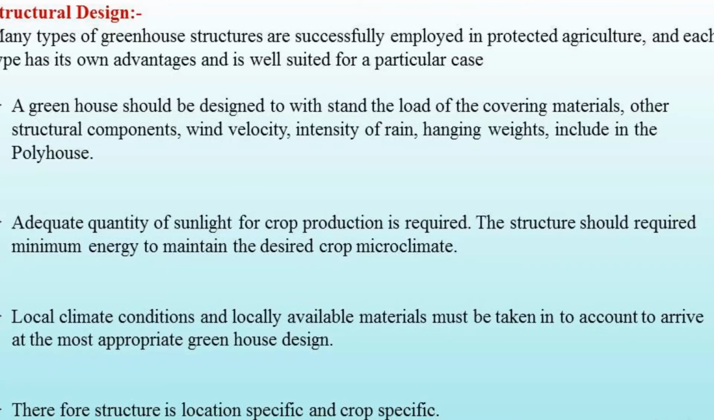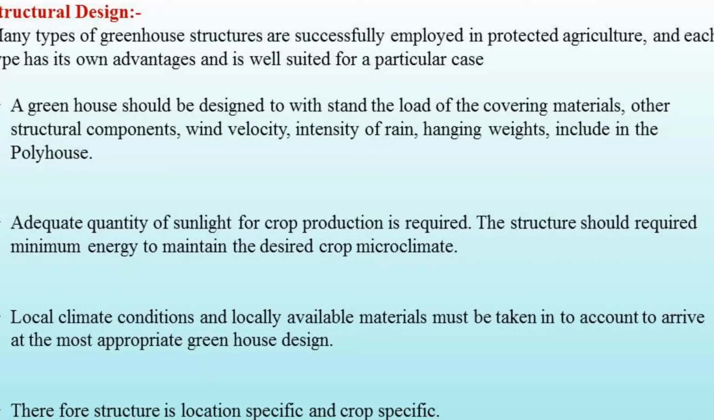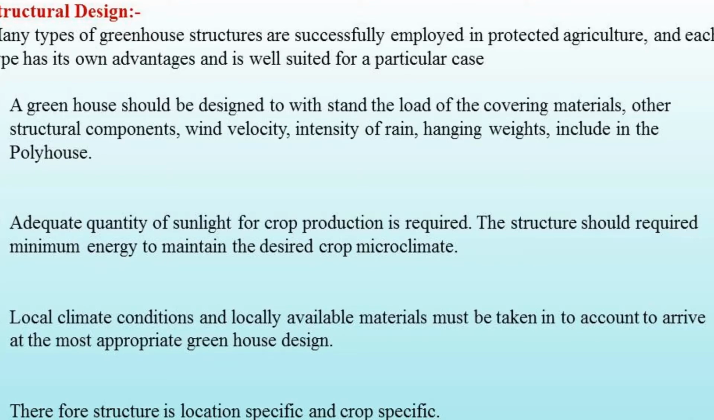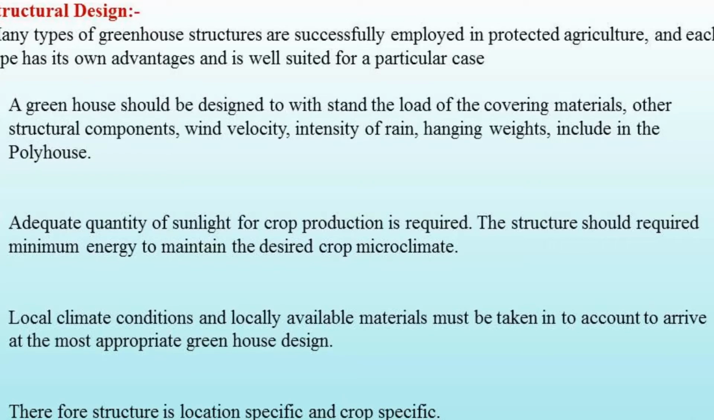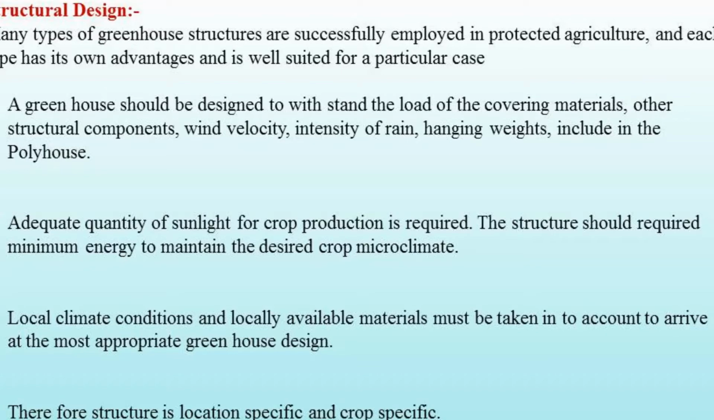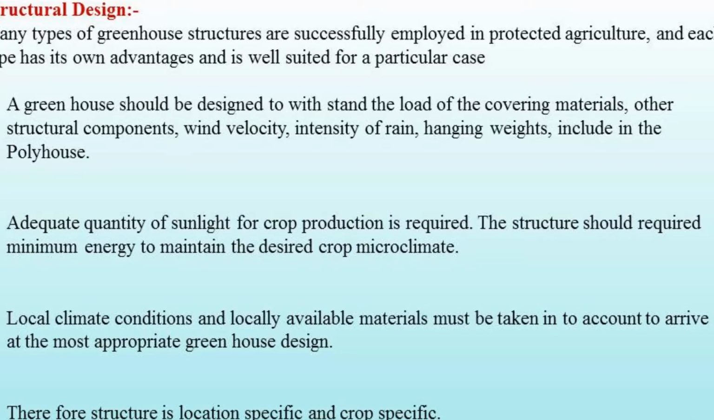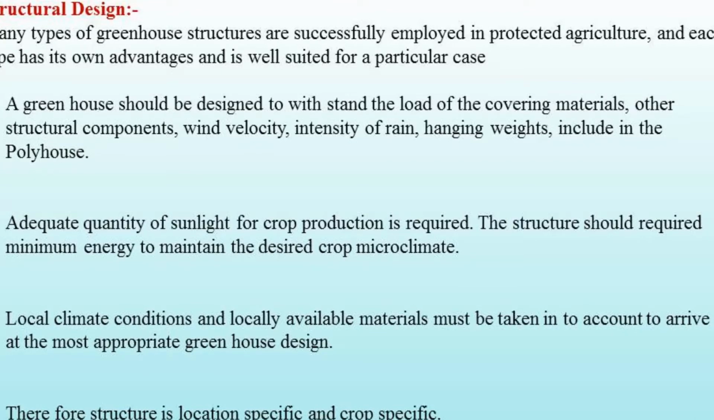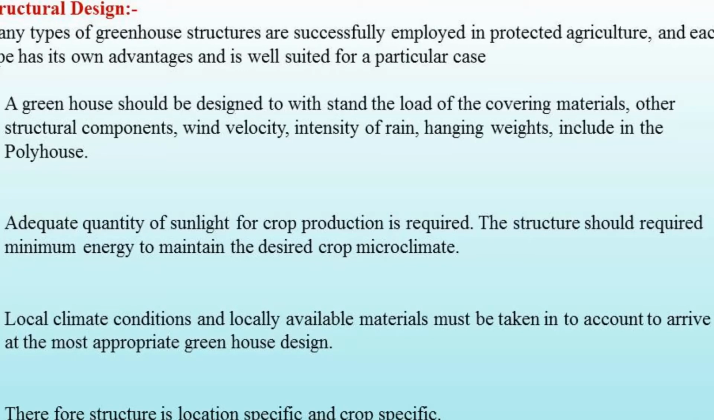An adequate quantity of sunlight is required for crop production, so the structure should require minimum energy to maintain the desired crop microclimatic conditions. For erection of polyhouse, the local conditions and locally available material must be taken into consideration. Therefore, the structure should be location specific and crop specific.